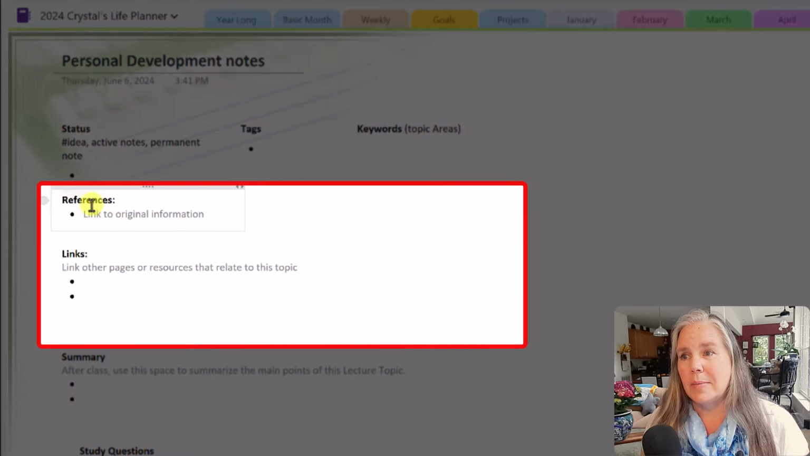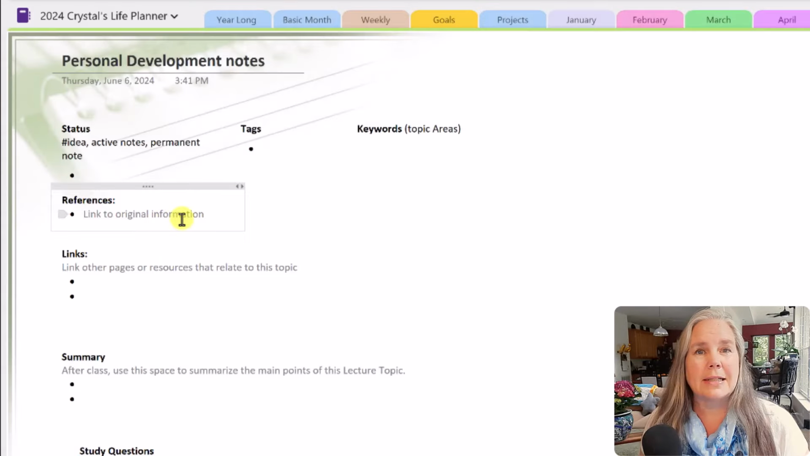Then down here in the next section, there's a place called References, and there's a little note there to myself, link to the original information. Where did you get this original information from? You'll see in the one that I just did, it's a book that I checked out from the library, so I don't really have a link, but I did list that it is a book from the library.